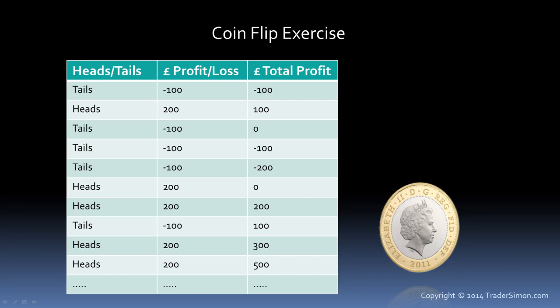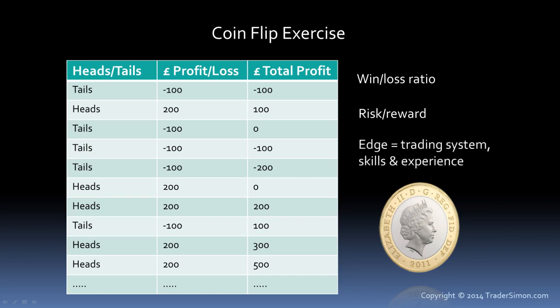The two important factors in this example are win-loss ratio and risk to reward. Win ratio, or the number of winners to losers that we can expect, is dependent upon our trading system's edge and the skill and experience of the person implementing it. With this coin toss test, the win ratio will be 50%. To ensure making profits, our risk reward would have to be 1 to 2 or greater.